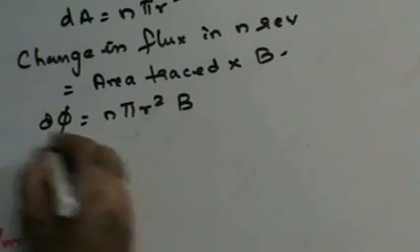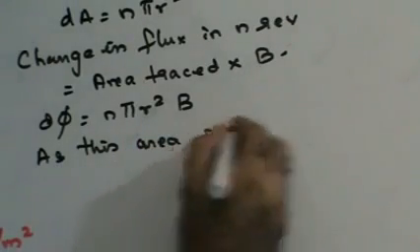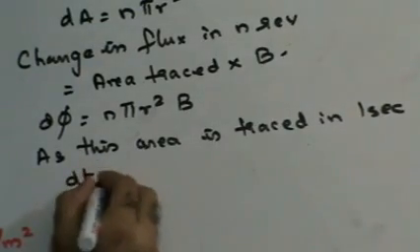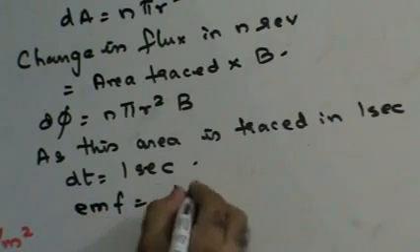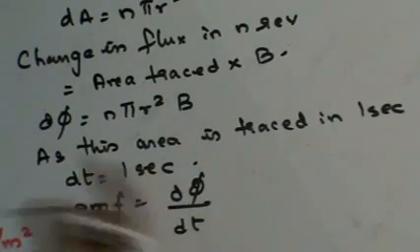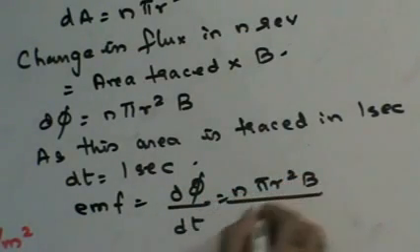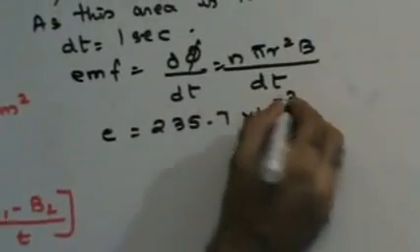As this area is traced in 1 second, the change in time is 1 second. How do I know it is 1 second? Because I have converted revolutions into RPS, and we know that EMF is change in flux upon time. We already know change in flux is n pi r square B upon dt. Substitute the values, and you should get the EMF as 235.7 into 10 raised to minus 3 volts, right?